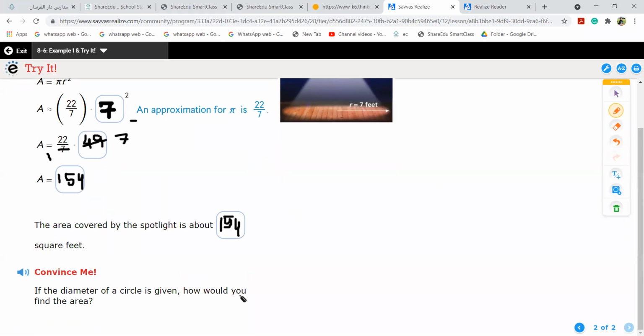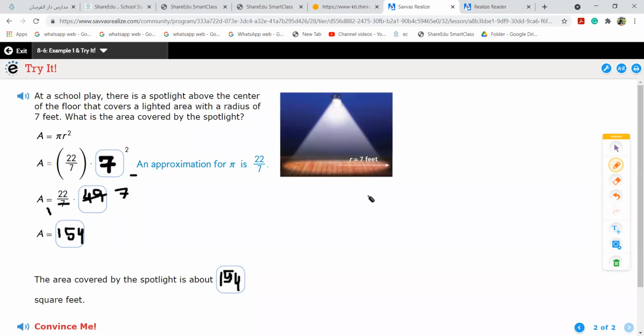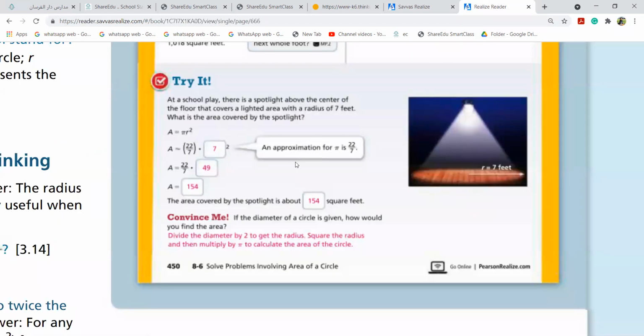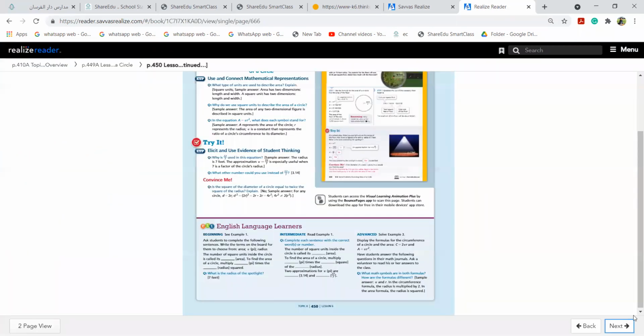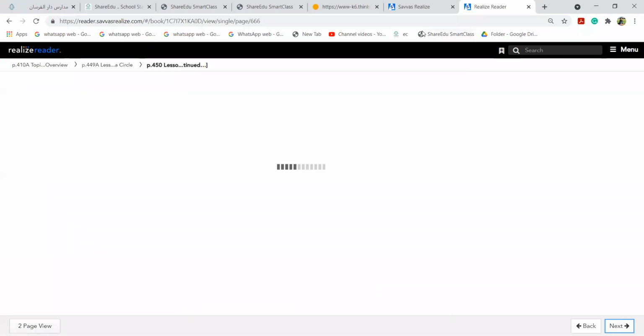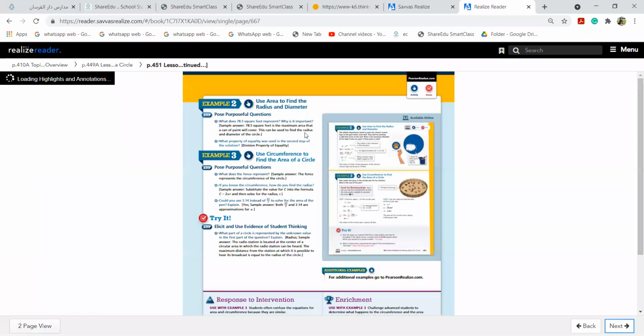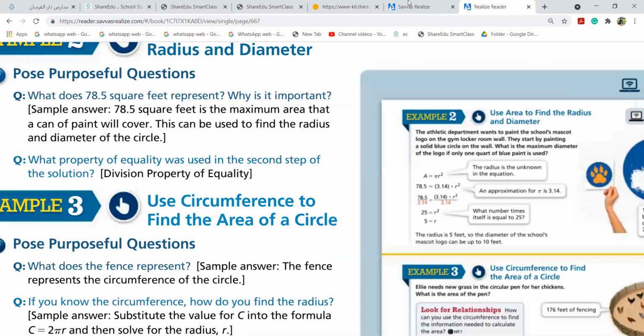If the diameter of the circle is given, how would you find the area? If instead of r, the diameter is given, you will make it half. You'll make the diameter into half. You'll divide by 2. 14. That's it. Now let us go to example 2.